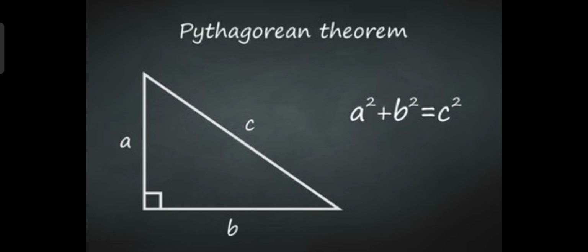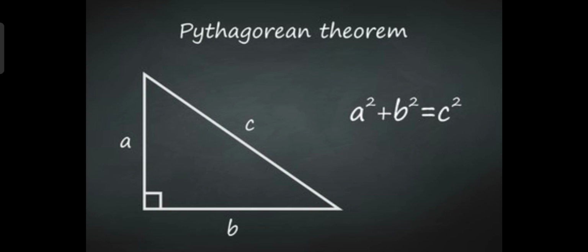Now students, a square, now where is a? Wherever the a is visible to you, which side is it? The height of the triangle. Wherever it is the b, it is what? The base of the triangle. And c here, wherever it is c, it is what? The hypotenuse of the triangle. So the formula is a square plus b square is equal to c square. So this is the basic Pythagorean theorem.